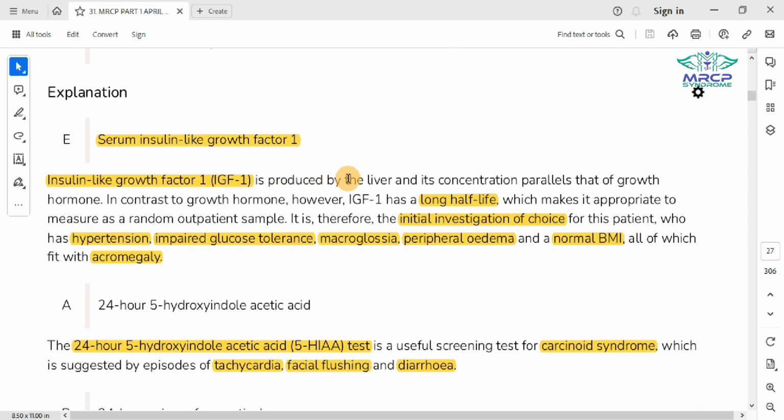IGF-1 is produced by the liver, and its concentration parallels that of growth hormone. In contrast to growth hormone, however, IGF-1 has a long half-life, which makes it appropriate to measure as a random outpatient sample. It is therefore the initial investigation of choice for this patient who has hypertension, impaired glucose tolerance, macroglossia, peripheral edema, and a normal BMI, all of which fits with acromegaly.